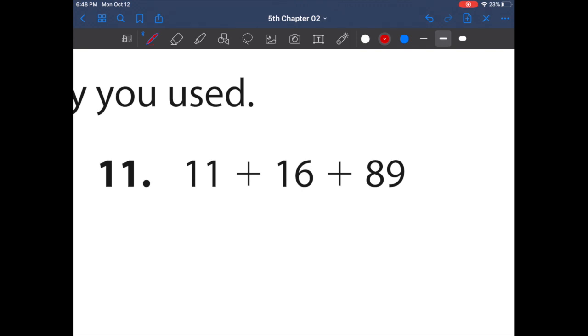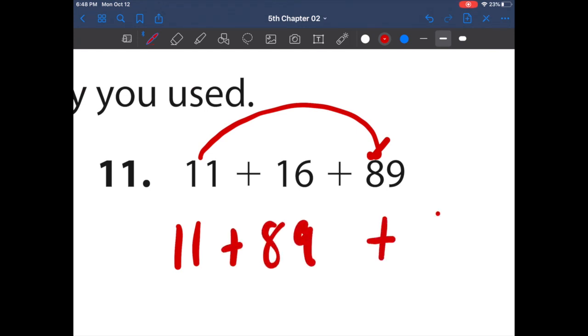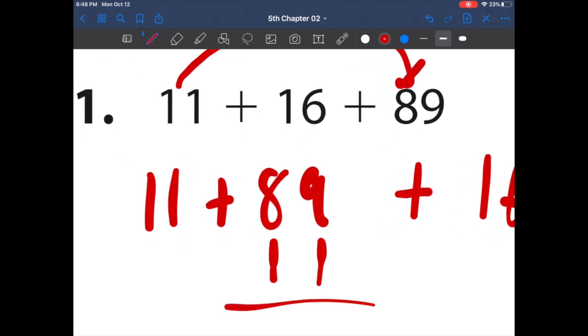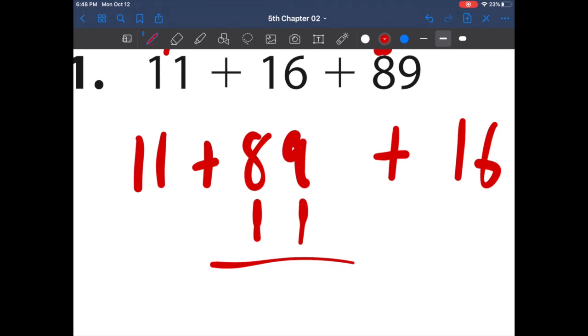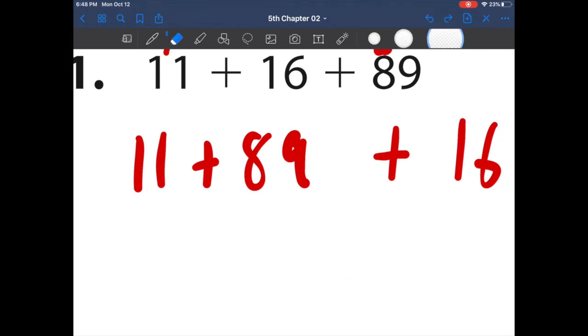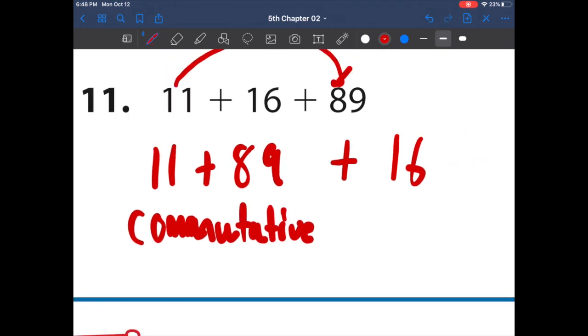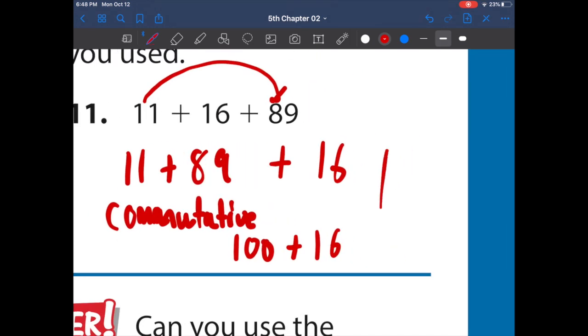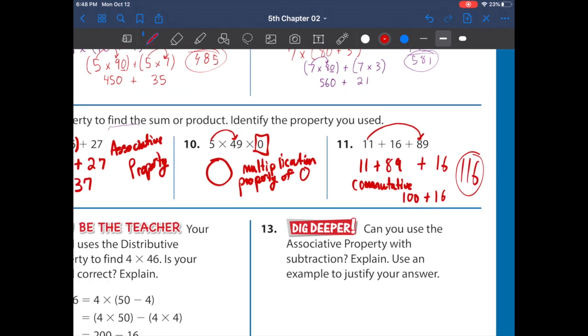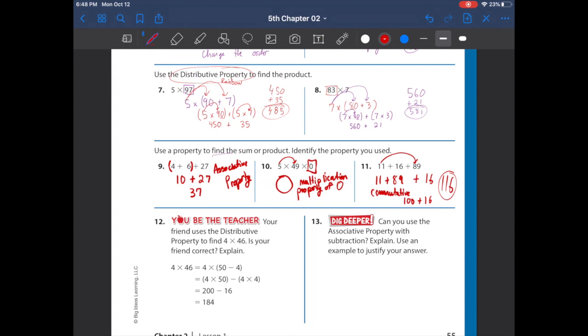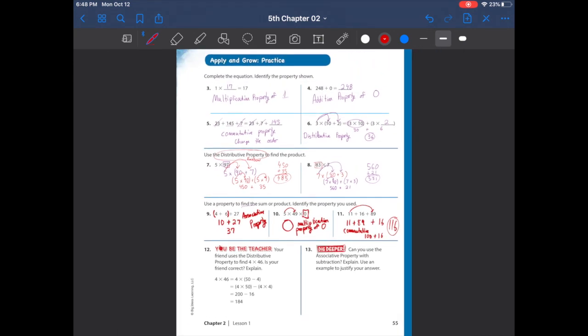Let's see. 11 plus 16 plus 89. I bet you if I add these two together first, so 11 plus 89 plus 16. Why would I do 11 plus 89? Let's think about this. Isn't it easier for us to add? So if I add 1 plus 10, that would get us close to what? 100. And when I can change the order, what is that called? That is called the commutative property. All right? I can move stuff around. So 11 plus 89 is 100. And then 100 plus 16 will get us what? 116. And that, ladies and gentlemen, is how we use addition, multiplication, division, subtraction.